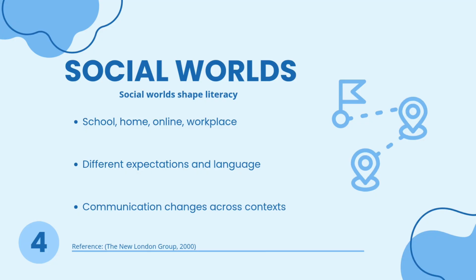Social worlds. A central aspect of multiliteracies is the idea of social worlds. Students do not use literacy in only one fixed way. Instead, they move between different worlds such as home, school, friendship groups, digital spaces, community settings, and future workplace environments. Each of these settings has its own expectations, language, values, and ways of participating. This means literacy is social, not neutral. It is shaped by culture, identity, and context.